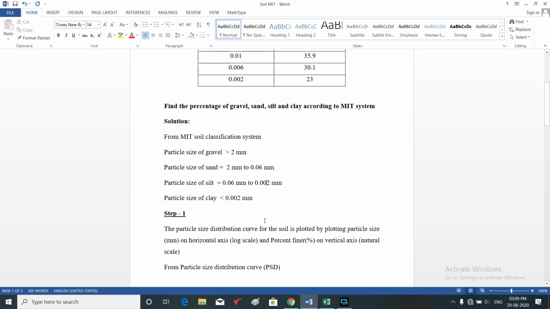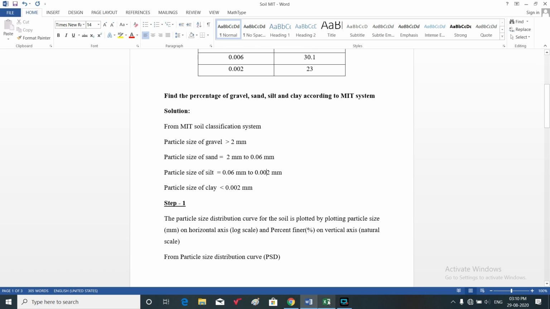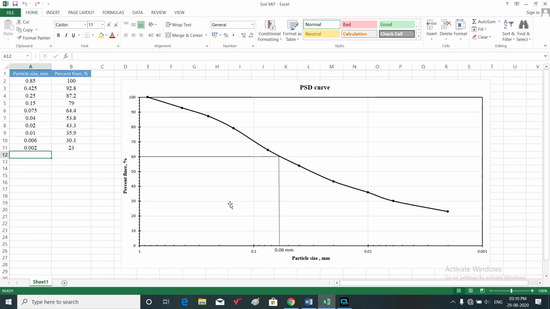So the first step we are going to do is to draw the particle size distribution curve of the given soil. The particle size distribution curve of the soil is drawn by plotting the particle size on the horizontal axis on log scale and percent finer on the vertical axis on natural scale. The curve is drawn in Excel, and we can see the particle size distribution curve shown here.